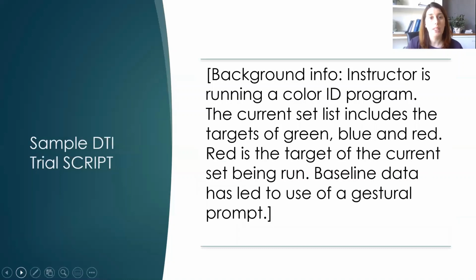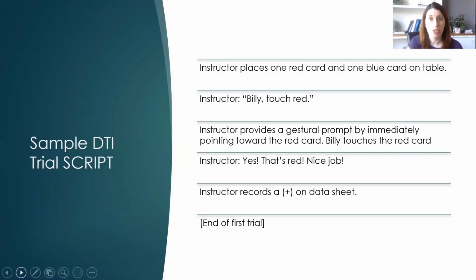So just giving you a sample DTI trial script, the background information for this particular example is that the instructor is running a color ID program. Again, we've been talking about that pretty specifically since the beginning of this. The current set list includes the targets of green, blue, and red. Red is the target of the current set being run. Baseline data has led to the use of a gestural prompt. So we know we're in the gestural prompting hierarchy, and here's our sample.